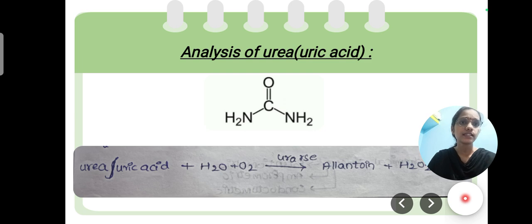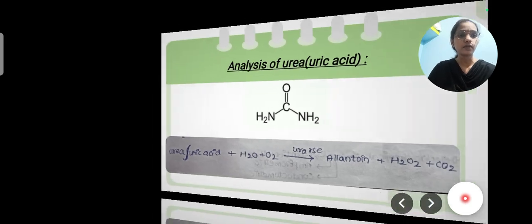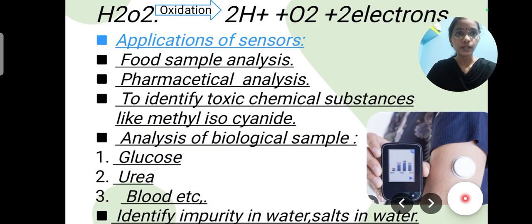Here the analysis of uric acid is an example of these amperometric sensors. The formula of urea is observed here: NH2 single bond C double bond O single bond NH2. Urea or uric acid plus H2O plus oxygen undergoes reaction with urease to form allantoin, H2O2 and CO2. H2O2 means hydrogen peroxide. Again, this hydrogen peroxide undergoes oxidation to form 2H+ plus O2 plus 2 electrons.